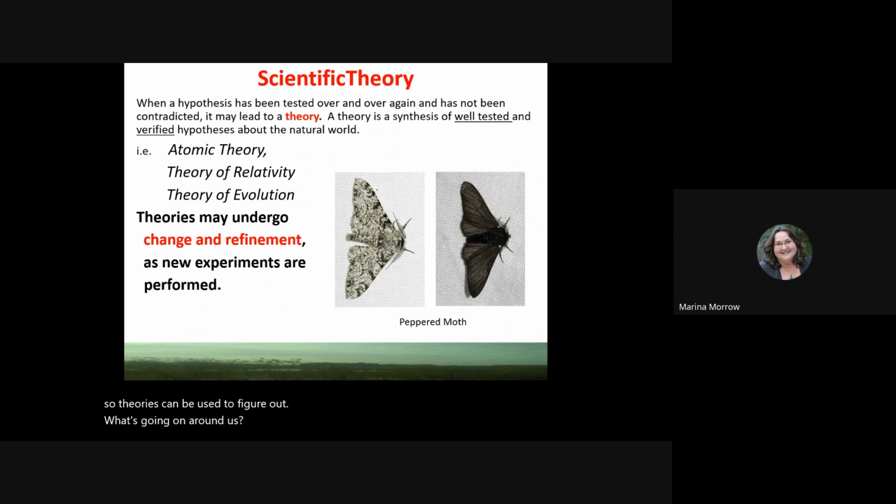Okay, let's just look at some other scientific theories, some you are probably familiar with. So, a theory is a synthesis of well-tested and verified hypotheses. Now, often people get confused because they think a theory is just an idea that hasn't really been tested rigorously. And that's not right. When a scientist says theory, they should mean something that's been tested many times.